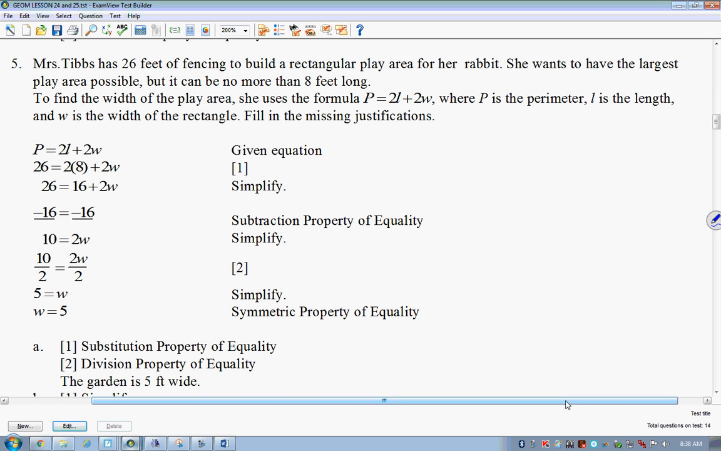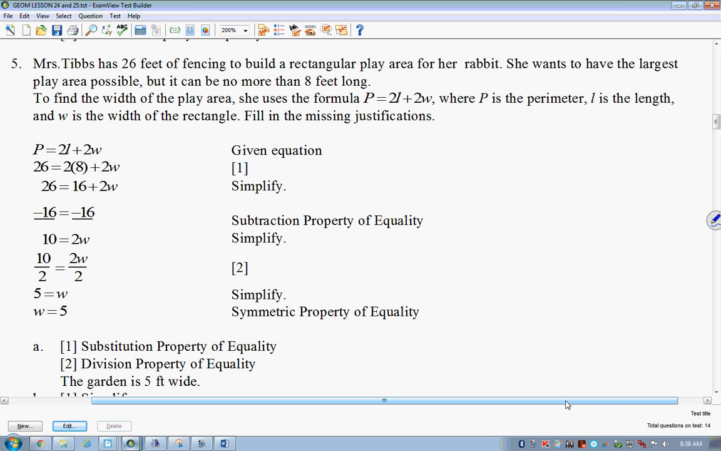a proof. Mrs. Tibbs has 26 feet of fencing to build a rectangular play area for a rabbit. She wants to have the largest play area possible, but it can be no more than 8 feet long. To find the width of the play area, she uses a formula. Perimeter equals 2 times the length plus 2 times the width, where P is the perimeter, L is the length, and W is the width of the rectangle. Fill in the missing justifications. I really don't even need all of that information because I'm just following the order of events, right?